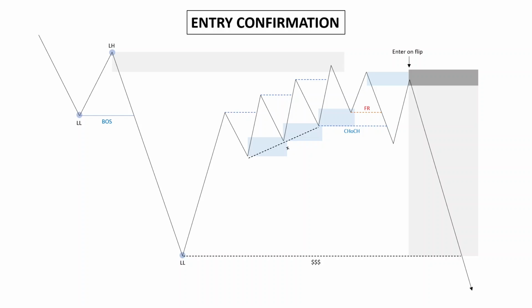But the next thing I'm going to do is take you through some live market examples. I'll take you through a bearish example and I'll take you through a bullish example so you can see what each of them look like in the live market.